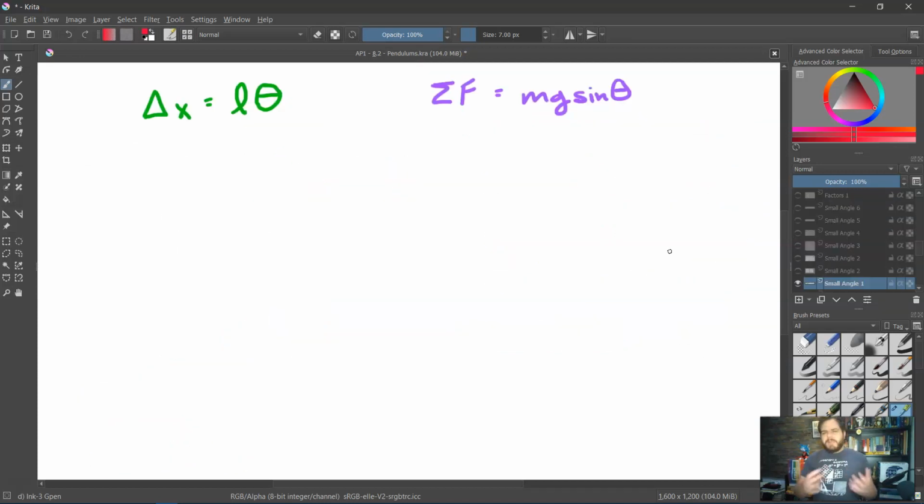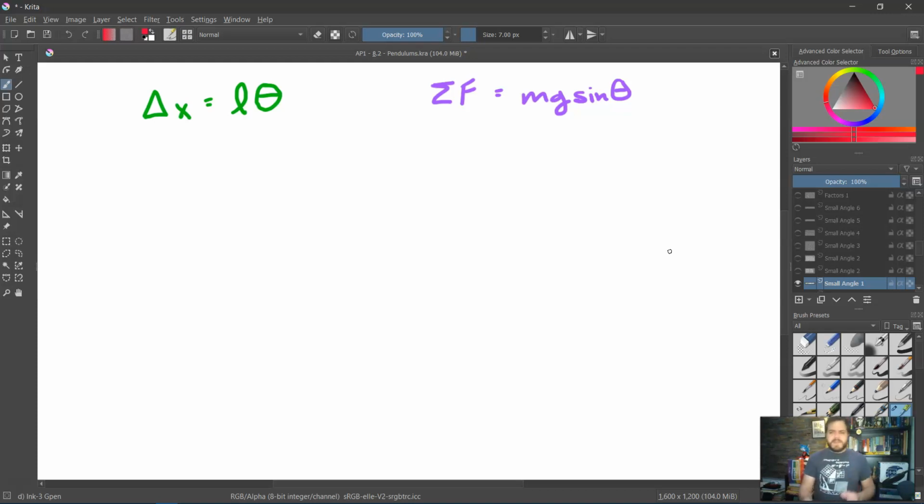So once again, we have these two equations. Delta x is equal to L theta, that's the displacement, and the restoring force, the net force, is mg sine theta. As of right now, they are not directly proportional to each other, so the pendulum would not be displaying simple harmonic motion.